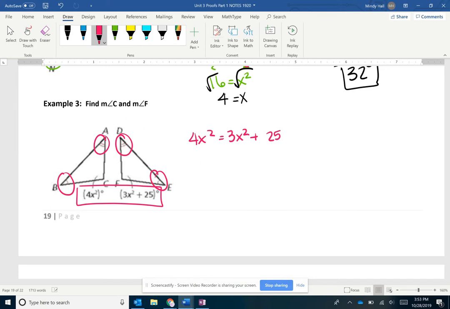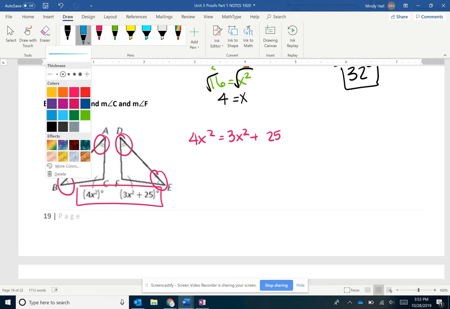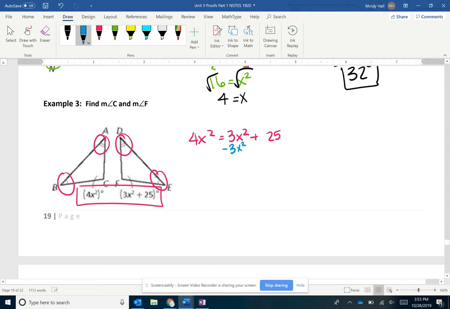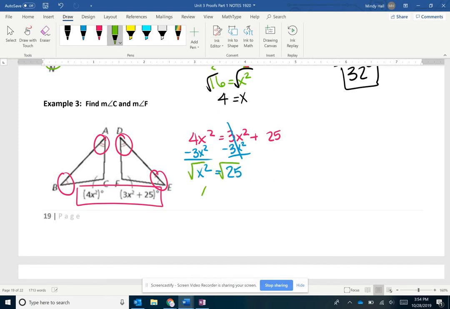So I would want to get the x squareds together because when we don't have a term that just has x, then we can usually just solve by taking the square root of some numbers. So we're going to subtract 3x squared from both sides. That gives us x squared equals 25. So then to cancel out, we take the square root of both sides, and x equals 5.